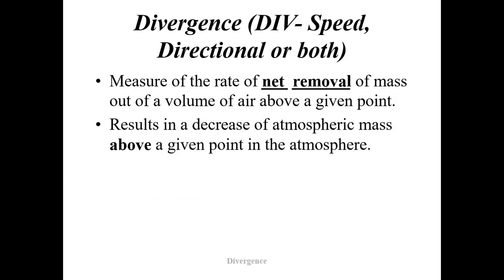So the first thing we're going to talk about is divergence. Again, divergence refers to the spreading apart of air currents, or it's a measure of the rate of net removal of mass out of a volume of air above a given point, and what this results in is a decrease, a lowering of atmospheric mass above a given point in the atmosphere. So with divergence, the removal of mass can be caused either by speed changes or by directional changes, or even both at the same time. And I have some great diagrams in tonight's training on atmospheric motion that are going to show that.